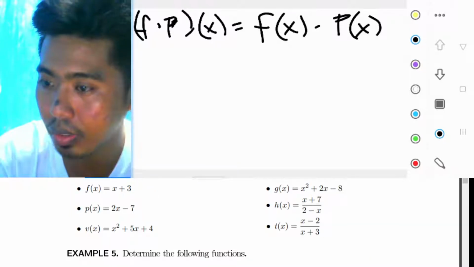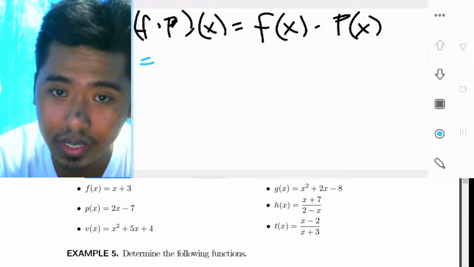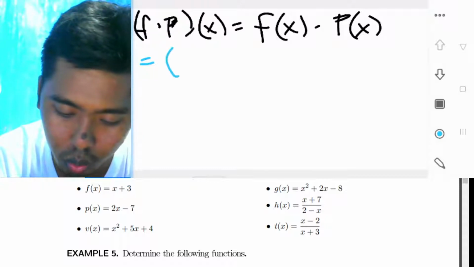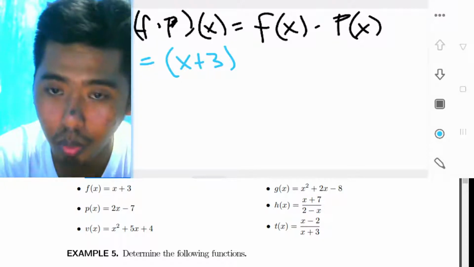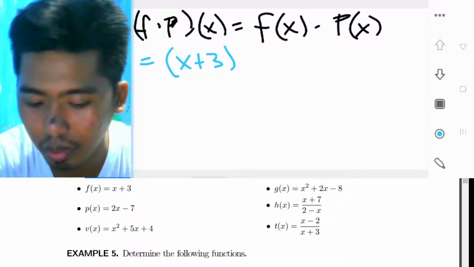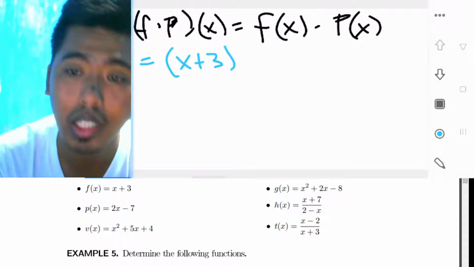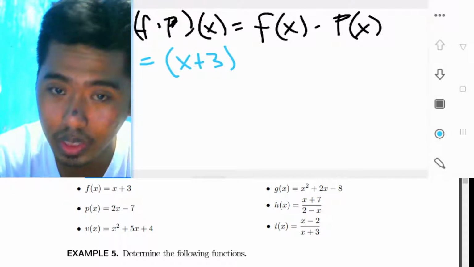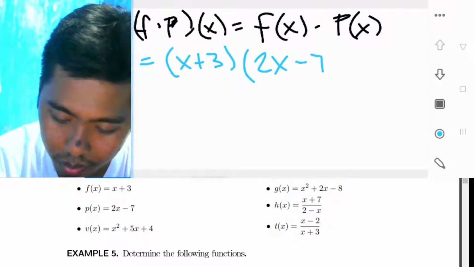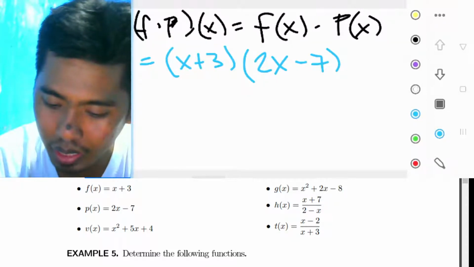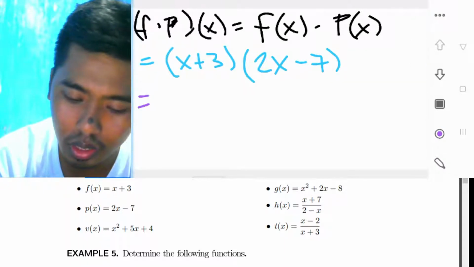So in the upper part, the f of x is x plus 3. So this would become x plus 3. Then multiply. We no longer need the parentheses since we already put brackets. Now p of x is 2x minus 7. Okay, 2x minus 7.